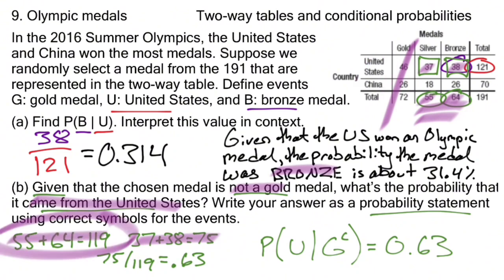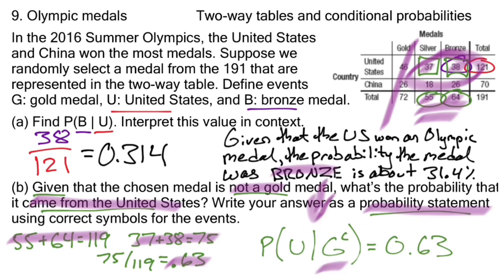So right over here in the bottom corner, you have the 55 plus 64 giving you 119, and then the U.S. won a total of 75 of the 119 medals that were not gold, and that would be about a 63% chance. Writing this as a probability statement, you can see that right here at the bottom. Given that the medal was not gold, you're going to notice the complement symbol right here.